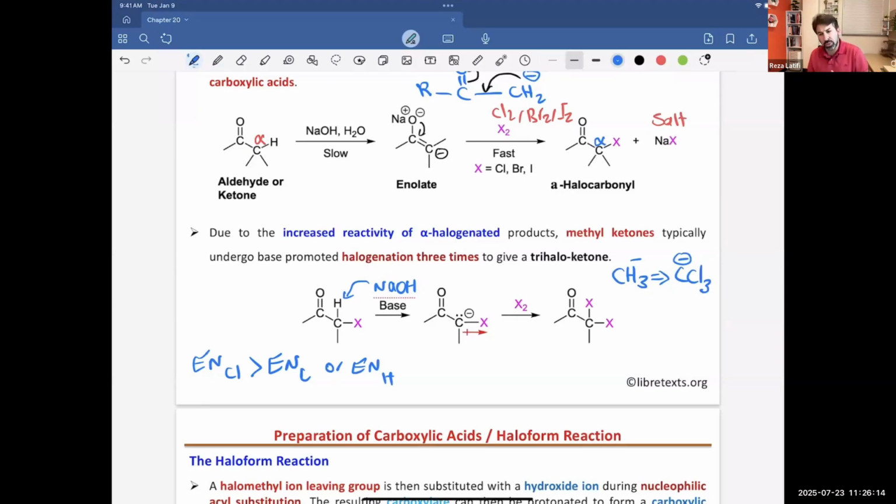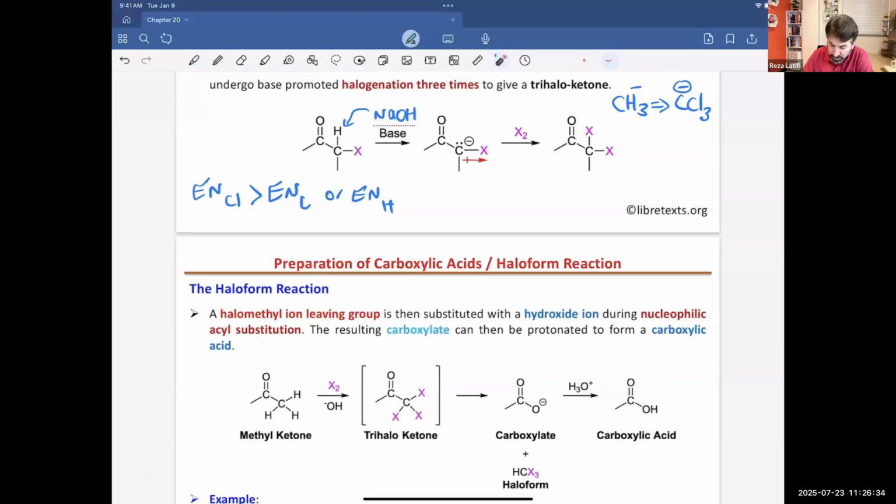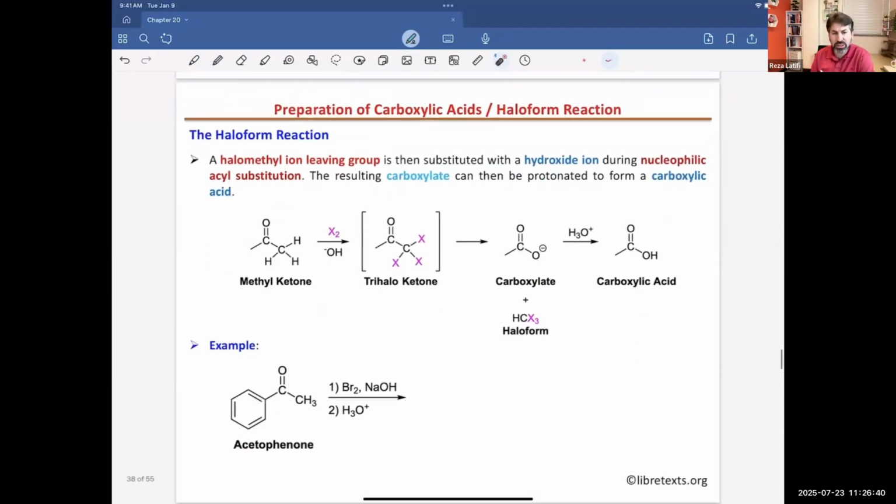Why? Because chlorine, with its high electronegativity, will pull electron density from carbon and stabilize the species. Now that is going to be a good leaving group, so we can kick it out of the system and replace it, for example, with hydroxide. And if that happens, we get an acid. So until now, I have 1 mole of X attached to carbon.